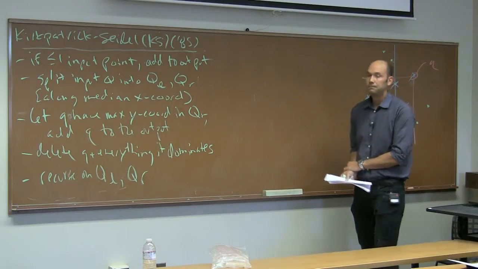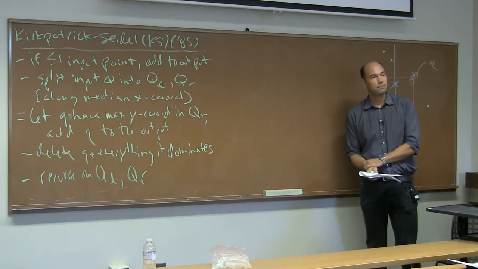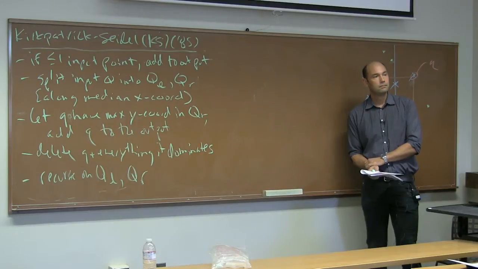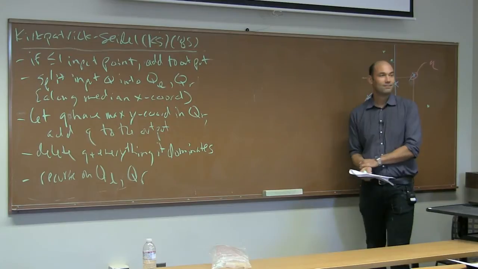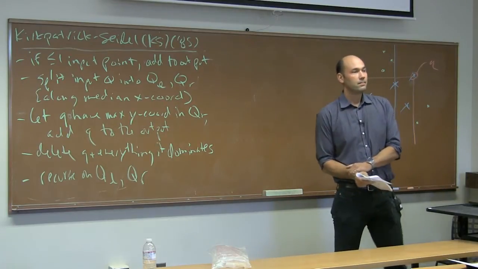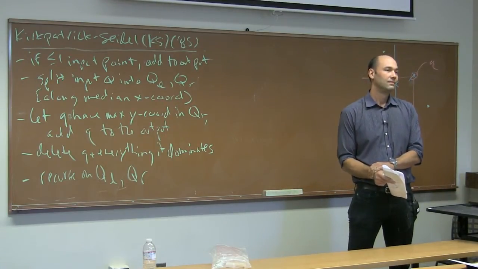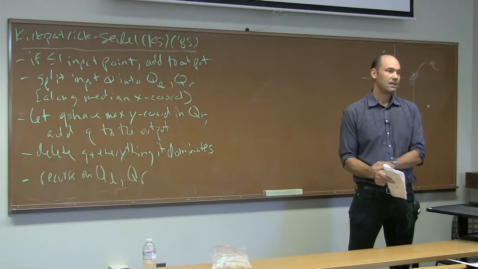Other questions? Yep. So why don't you need to partition the data set into two sides? Why don't you just take the highest y coordinate? Oh, you can do that. And then what do you do? And then you put away all the points it dominates and recurse. Recurse once, or? Just like what you did.